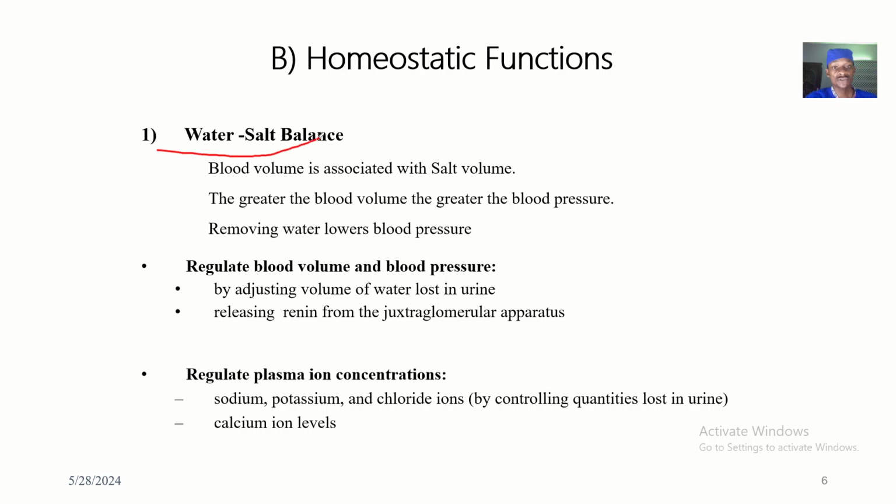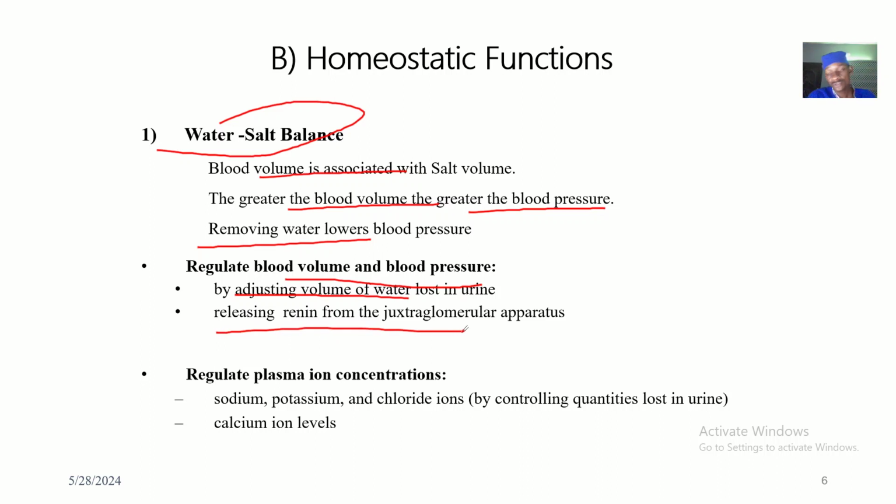For water and salt balance, blood volume is associated with salt volume. The greater the blood volume, the greater the blood pressure. Removing water lowers blood pressure. The kidney also regulates blood volume and blood pressure by adjusting the volume of water lost in urine, and by releasing renin from the juxtaglomerular apparatus.